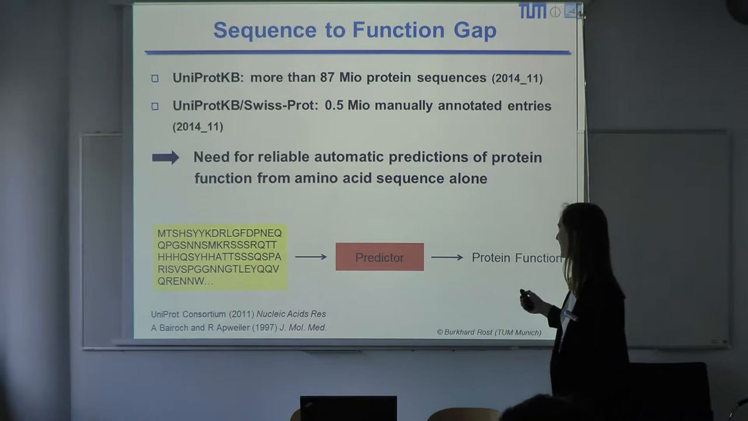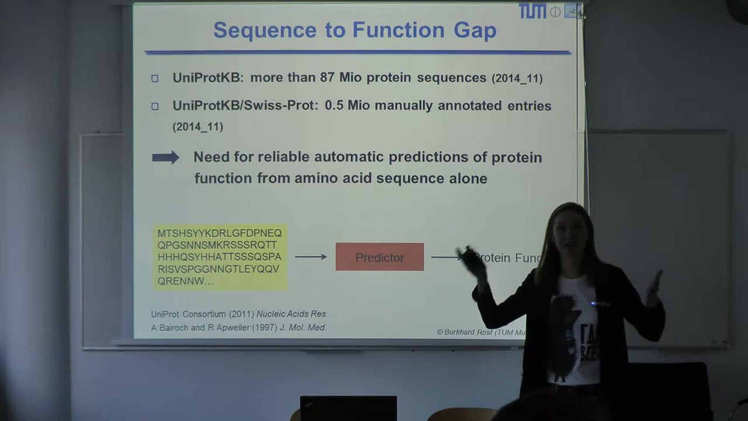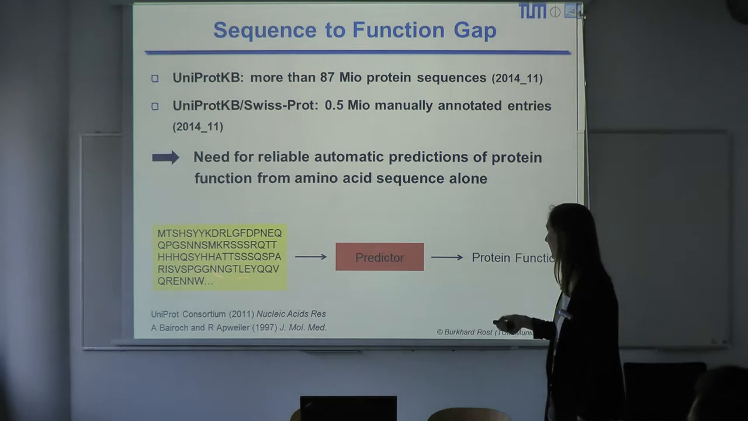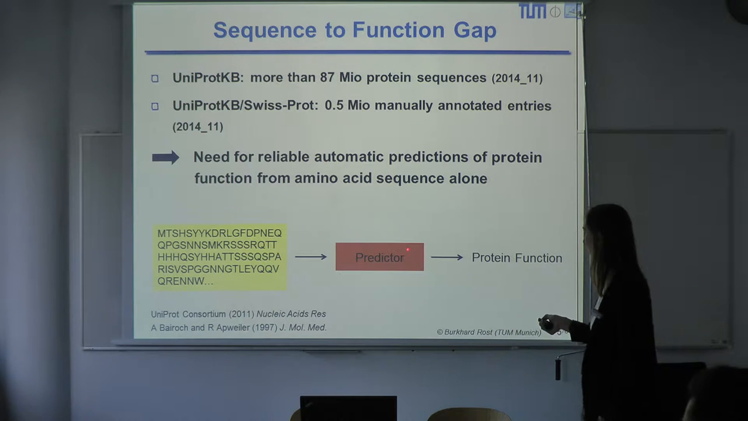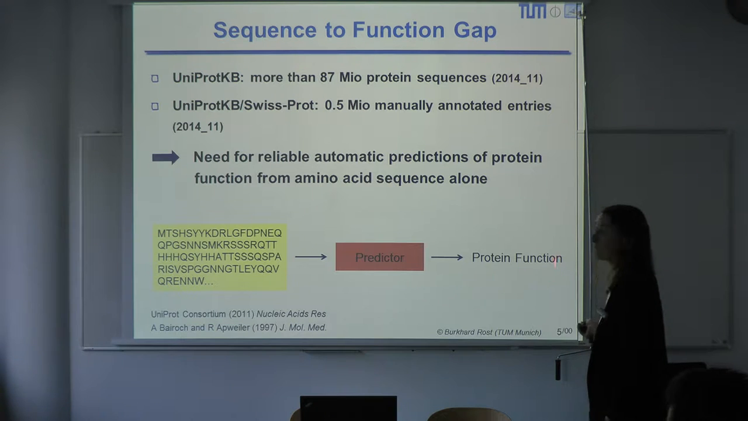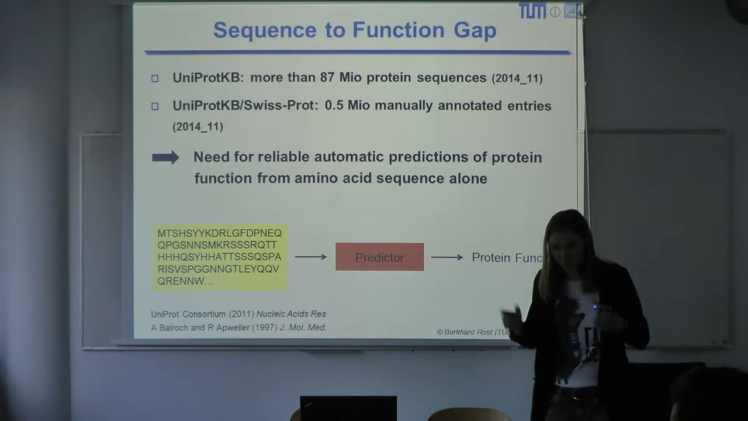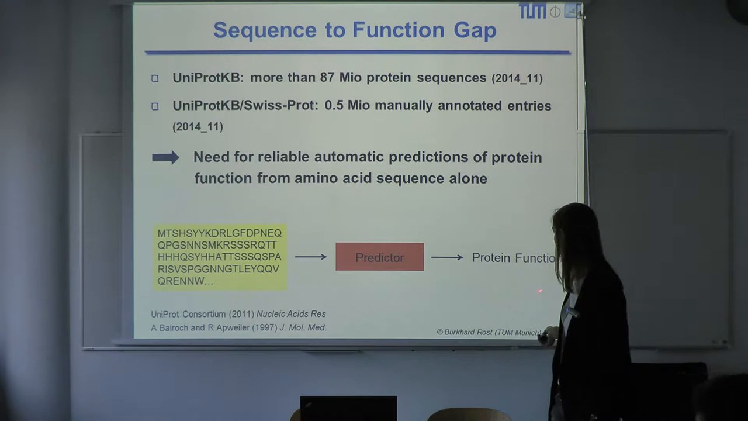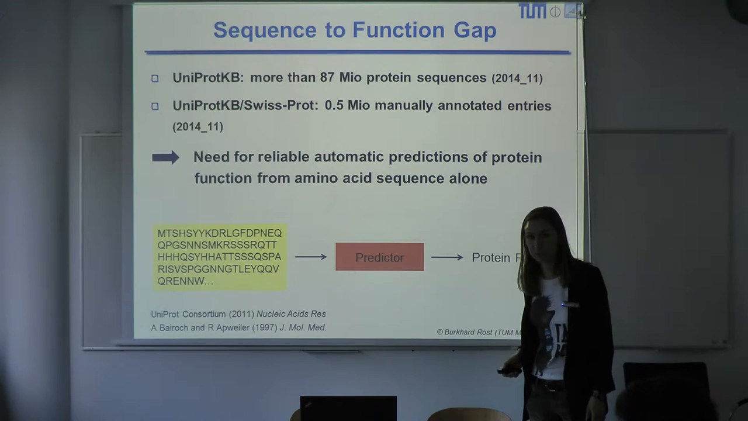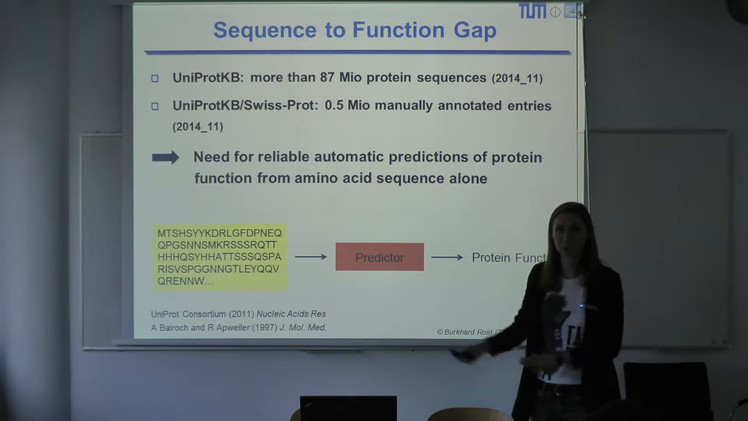And so what is the expectation of drug developers and scientists in general? If we have this many protein sequences, we give them into some method, some machine learning based predictor for example, and the output should be protein function, something that we would see in a real experiment under the microscope. And this should be done at a high accuracy and reliably. So this is the whole motivation behind the field of bioinformatics, of what we do here in the lab.